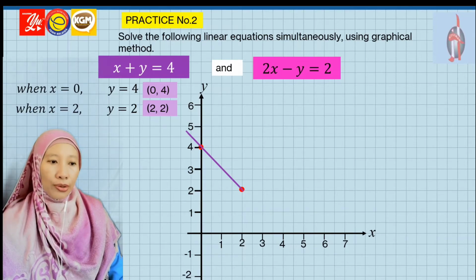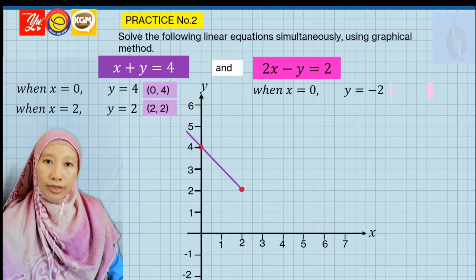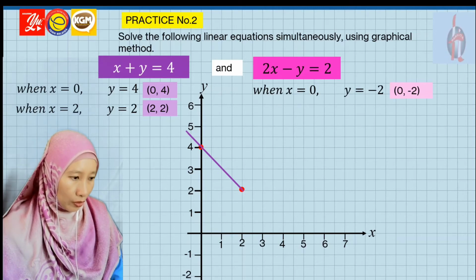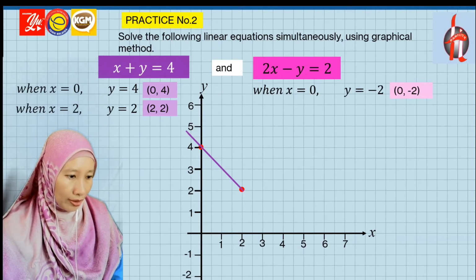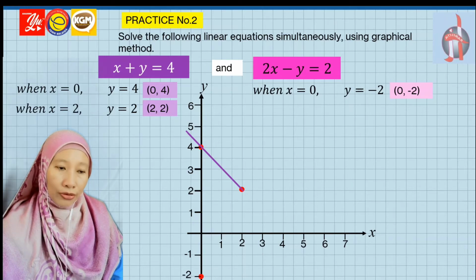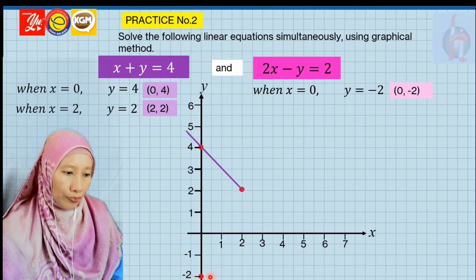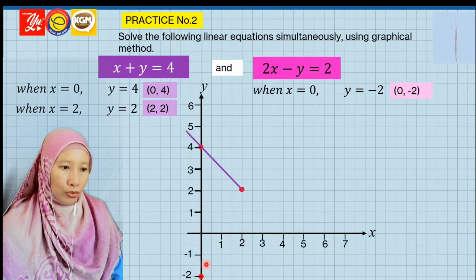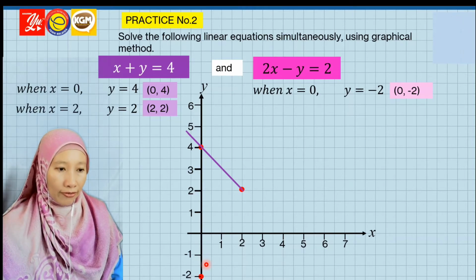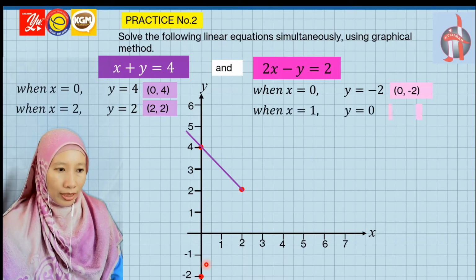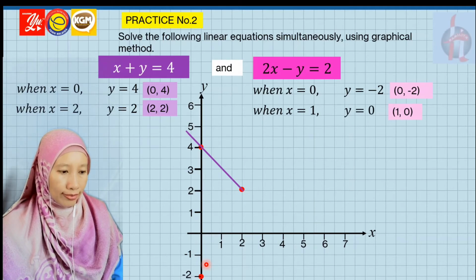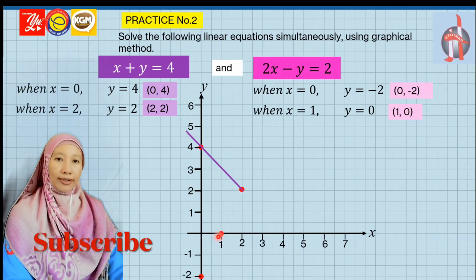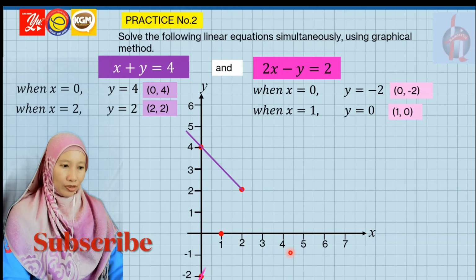When x equals 0, y equals negative 2 and the coordinate is (0, negative 2). There you plot the graph. Y is below here, at the bottom. Coordinate (0, negative 2). Be careful, it's (0, negative 2), not (0, 2). Okay, and then the second point, we take x equals 1 and the corresponding value of y is 0. So the coordinate is (1, 0), which is here. After that, we just draw the graph.